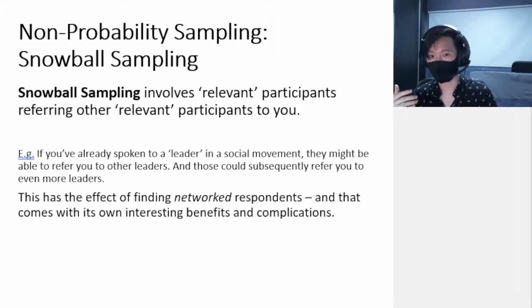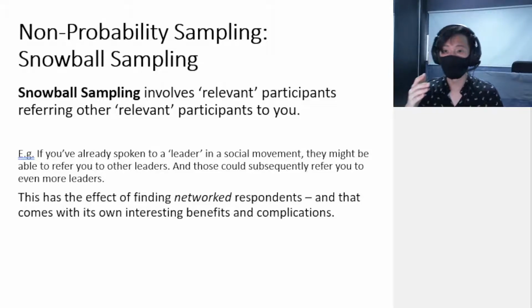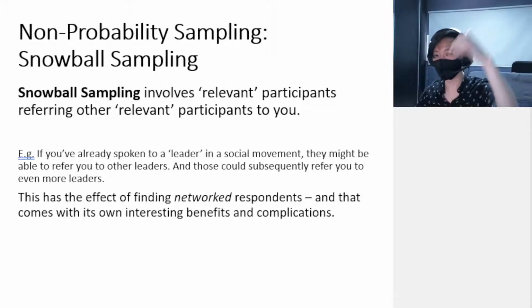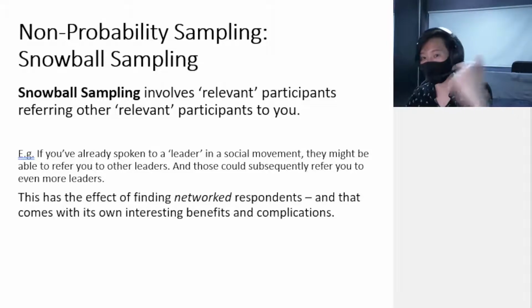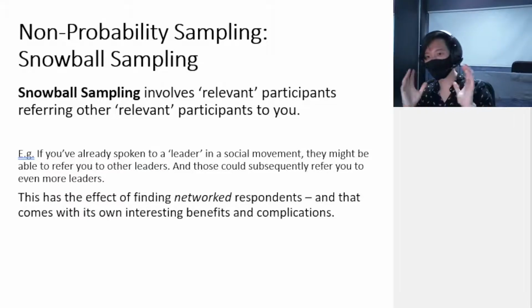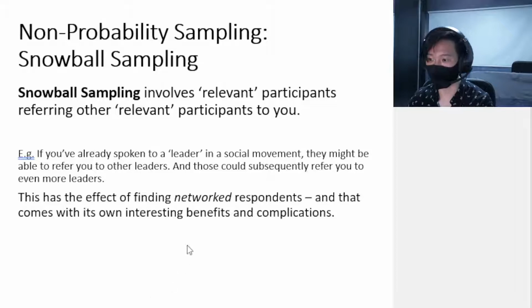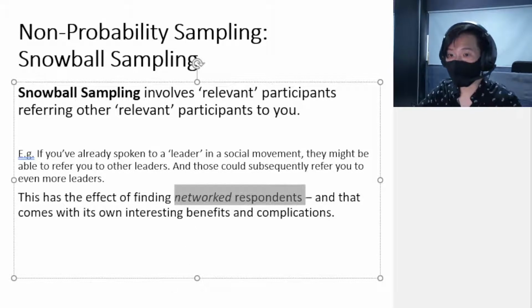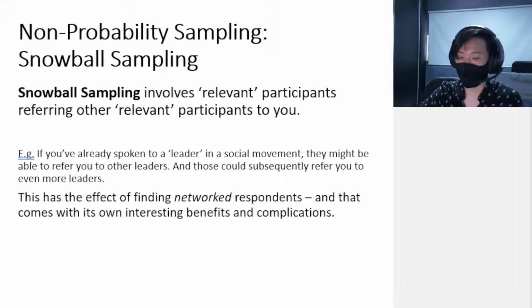You can now do this thing called snowball sampling, where you no longer rely on just yourself or your team. You get other people to help. So you get relevant people to refer other relevant people to you. And this is the snowballing part. You start with just a small snowball, and as you get more people involved in your project, more data, you get even more data. And a fun thing about this is that it has the big benefit of finding networked respondents. So I'm calling this fun because it has benefits and complications.